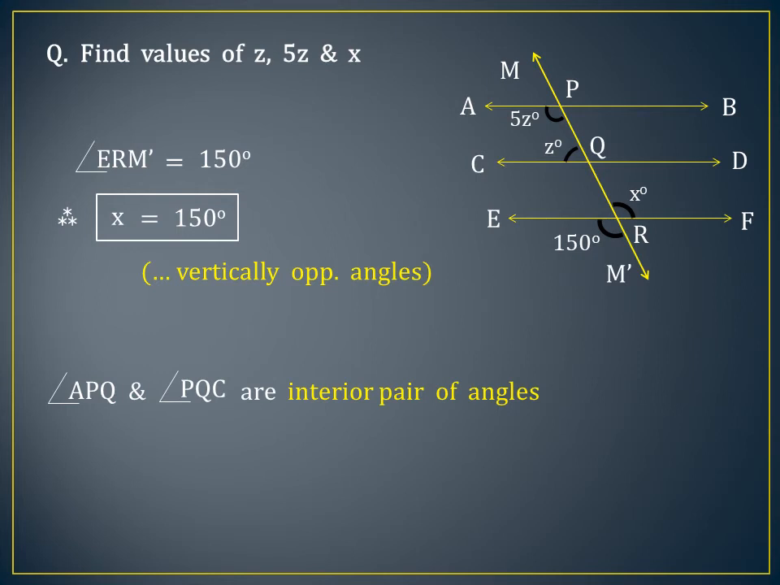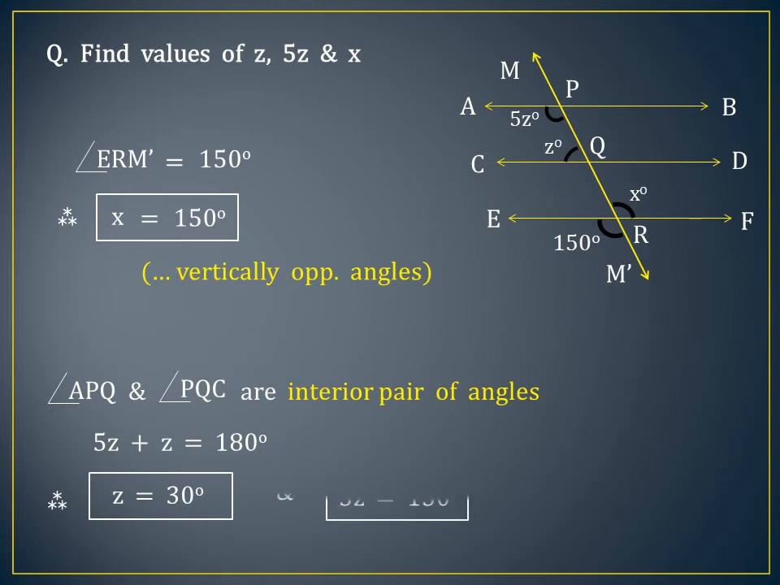Now phi Z and Z, both these angles are forming interior pair of angles because they are lying between two parallel lines and on the same side of the transversal. So their values will add up to 180 degrees. Therefore phi Z plus Z is 180 degrees, which gives the value of Z as 30 degrees and phi Z as 150 degrees.